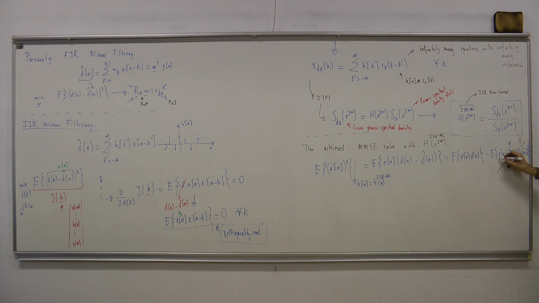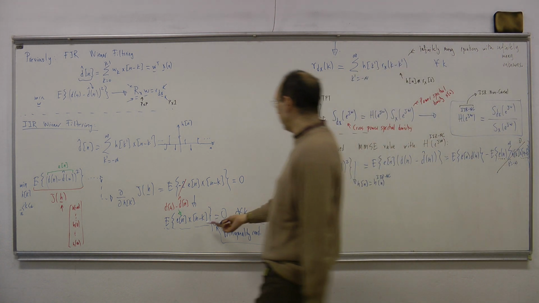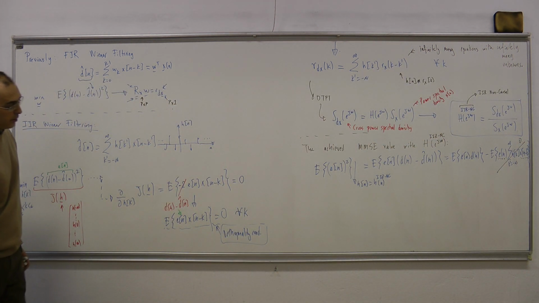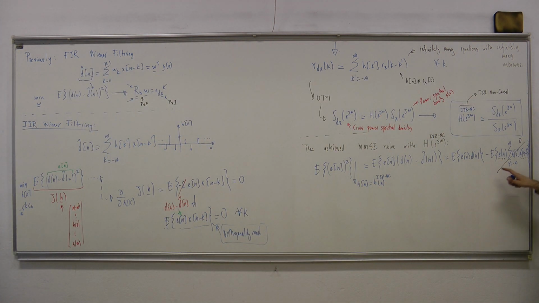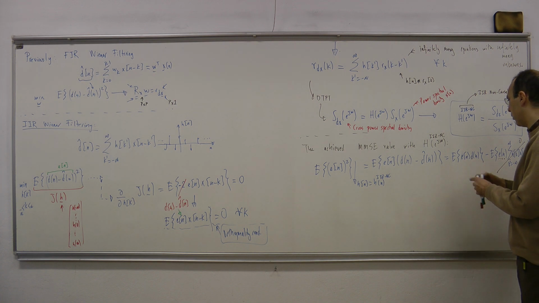The reason is the expected value of E of n times x of n minus k prime, for all k prime. This is a summation over k prime. By the orthogonality principle, for the optimal filter, it is equal to 0. And I'm working with the optimal filter, as you see. So the optimal filter's error is orthogonal to the observation or input samples. So I'm left with this as before.